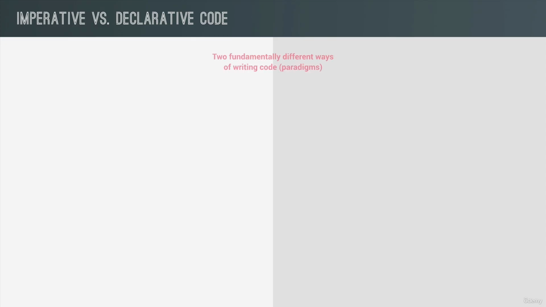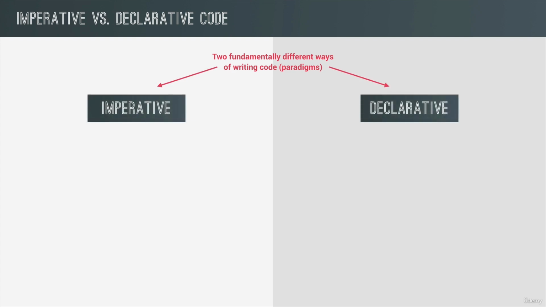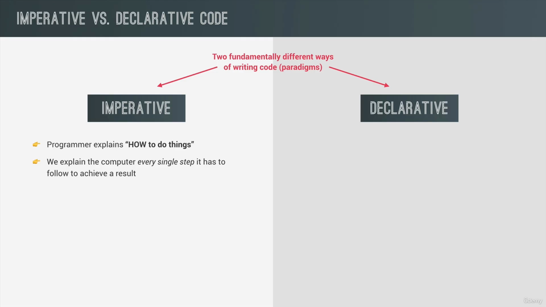So there are two fundamentally different ways of writing code in programming, which we also call paradigms. And these two paradigms are imperative code and declarative code. Now, whenever we write imperative code, we basically need to explain to the computer how to do certain things. So basically, we need to explain every single step that the computer needs to follow in order to achieve a certain result. But this might sound a little bit abstract, so let's try a more real-world example.